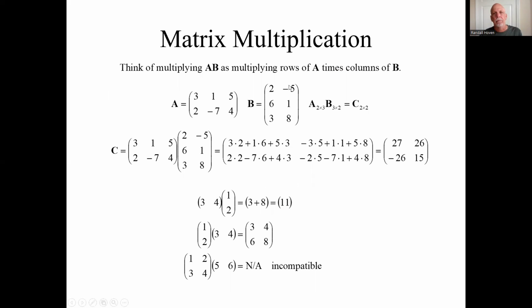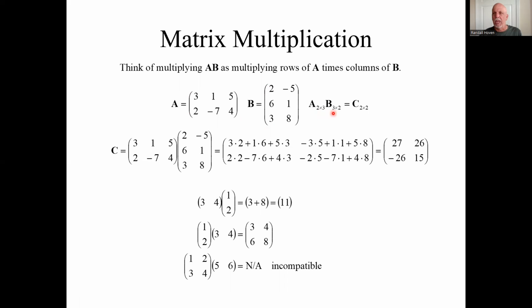How do you do it? Think of multiplying the rows of the front matrix by the columns of the second trailing matrix. So first, let's say I have these two matrices A and B, and I want to multiply A times B. First, is that even compatible? A is 2 by 3. B is 3 by 2.